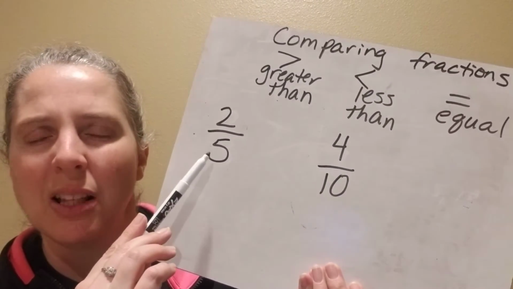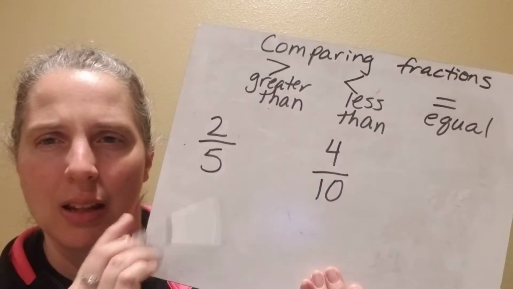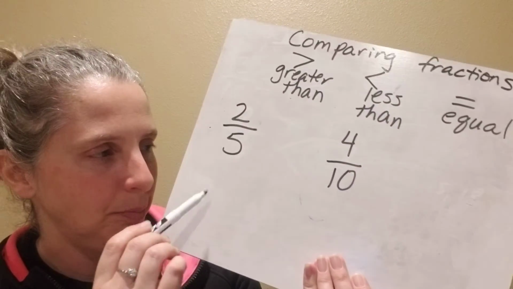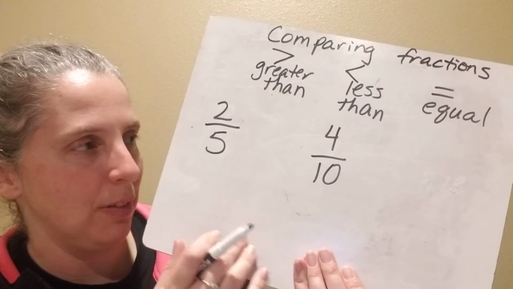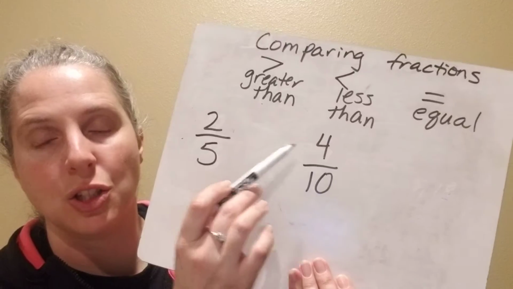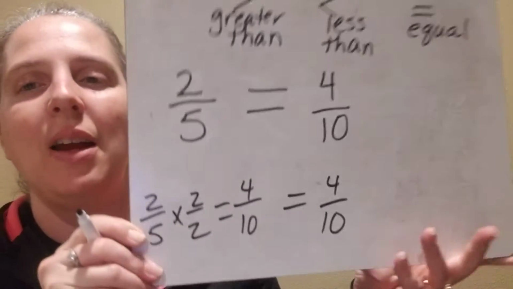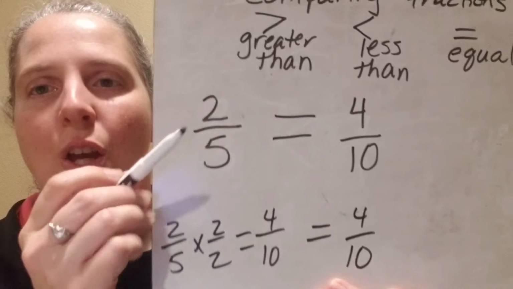Figure out what's the smallest number they both can make, that they can each be a factor in. Make that equivalent fraction and then check that, yes, your symbol was correct. Do that and then check back. All right, let's check it.